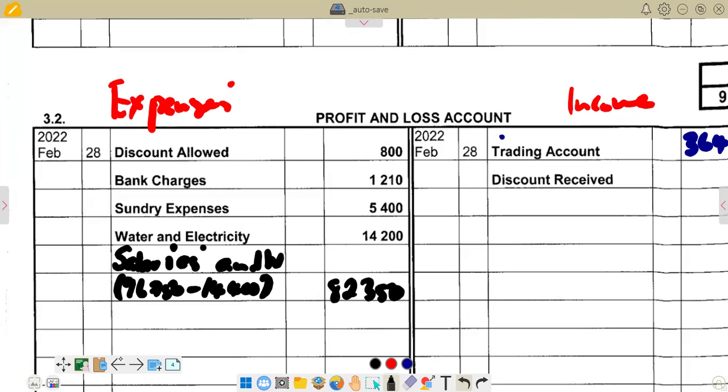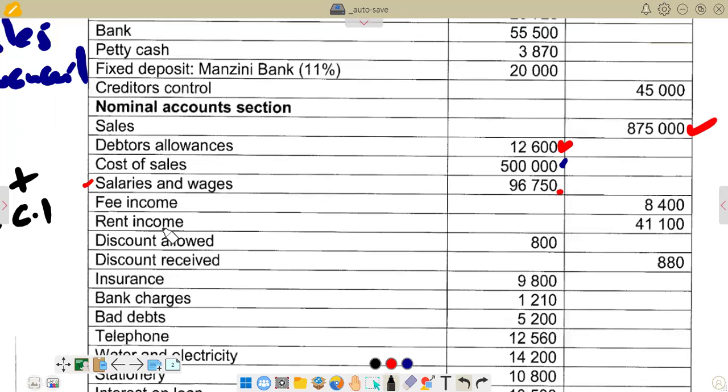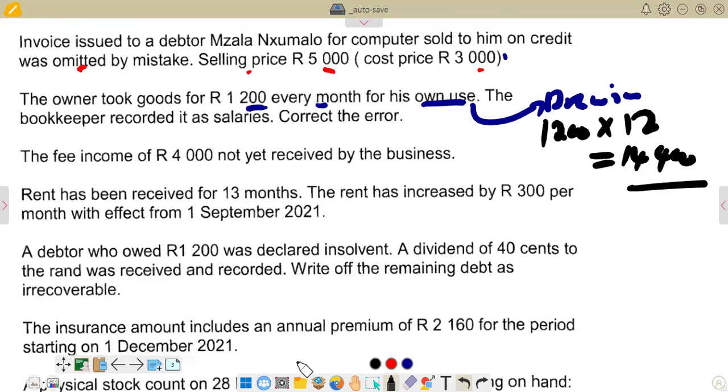So we go there again to check another item that we are supposed to put in the profit and loss. Remember, we are looking for expenses and income. Then we've got fee income. Fee income also is an income, so it's supposed to go on the credit side of the profit and loss. We've got 8,400 for fee income. So we go to the additional information to check if there is anything that is affecting fee income. If you don't have anything, you're going to put 8,400 as it is in the profit and loss.